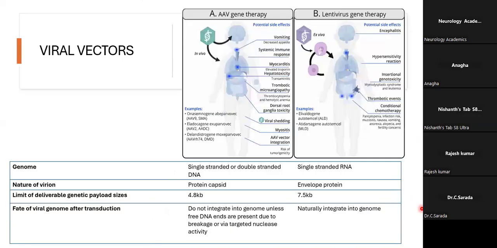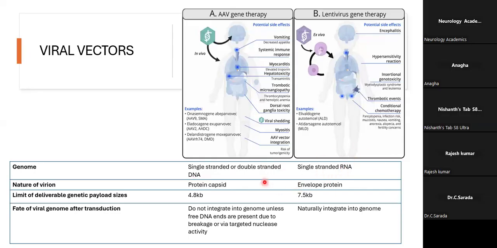The most commonly used vectors are the viral vectors, among which adeno-associated viral gene therapy and lentivirus gene therapy are the most commonly used ones. To compare these two viral vectors, in case of adeno-associated virus gene therapy, the genome in this virus is single-stranded or double-stranded DNA, whereas in case of lentivirus, it's single-stranded RNA.